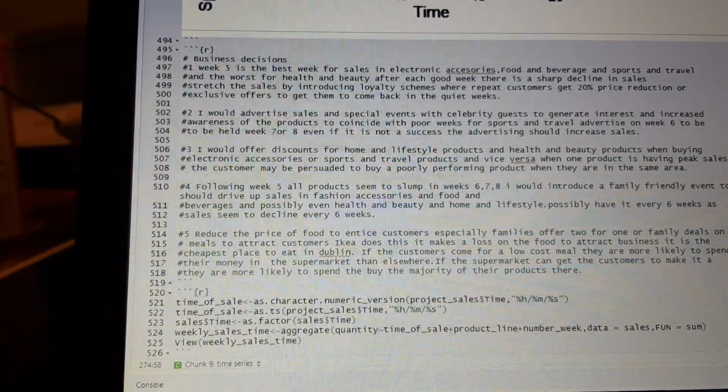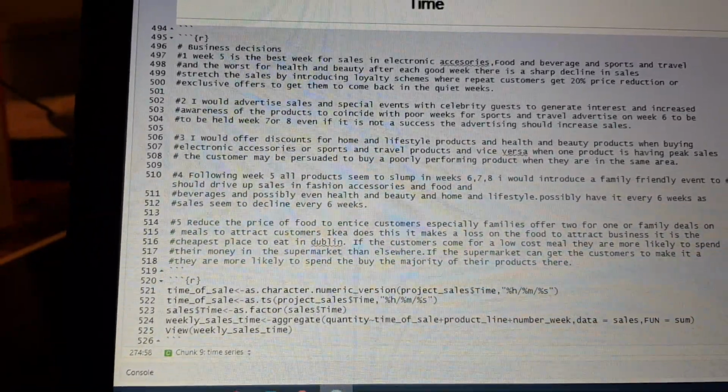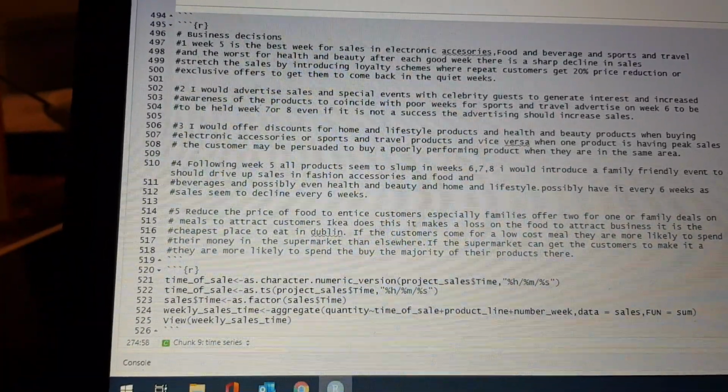I tried to do the time series for hour to see how the time of sale affects sales, but I couldn't get it to work.